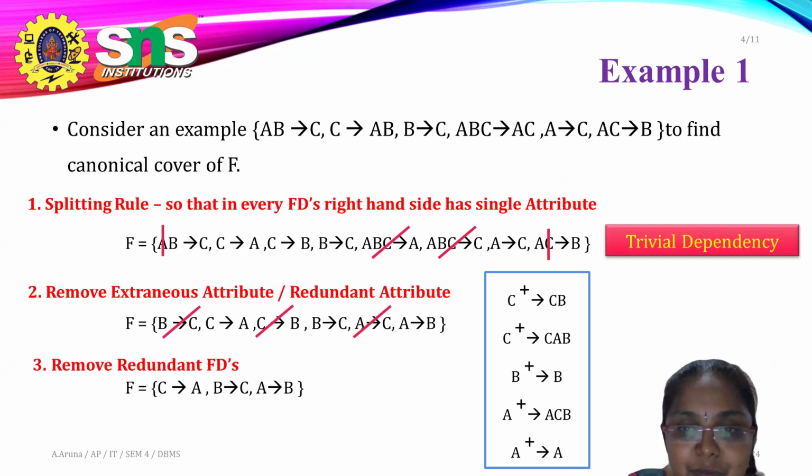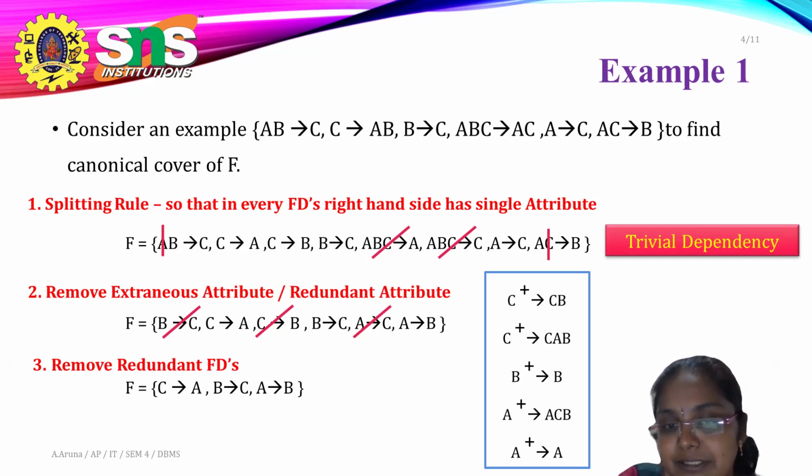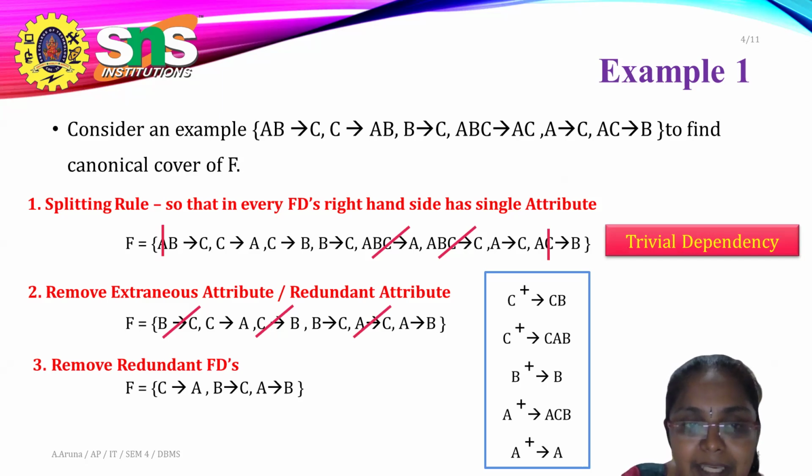If I consider A tends to C, through that B is an extraneous attribute, because through A itself I can identify C. In this case, B is an extraneous attribute. It can vary from person to person. If I consider this functional dependency, A is my extraneous attribute. If I consider this one, B is my extraneous attribute. So in this way, we can eliminate the extraneous attributes present. So that only I have to put over here: B tends to C, C tends to A, C tends to B, A tends to C, A tends to B. I have removed the extraneous attributes.